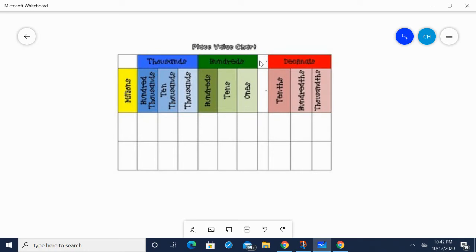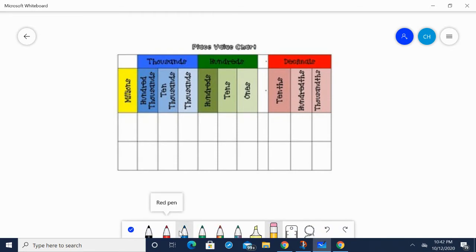We're going to start off today by putting a number in our place value chart. That number that I'm going to choose is this number right here. How do we read that number? Let's put it in the chart first. I see I have a decimal point there. I like to put my decimal point in first and work around it so I know everything is lined up correctly.